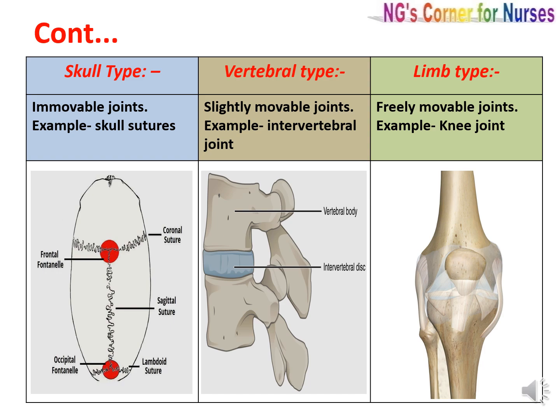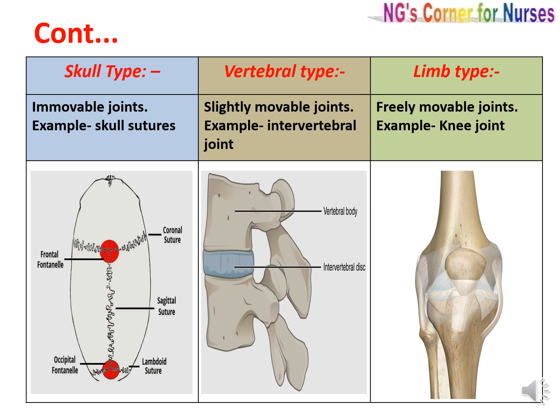As an example, we can say the sutures. In this picture, we can see there is a cranial vault and there are three types of suture: coronal suture, sagittal suture, and lambdoid suture. Coronal suture is between frontal bone and parietal bone, sagittal suture between two parietal bones, and lambdoid suture between parietal and occipital bone. So these sutures are the immovable joints, coming under this skull type.